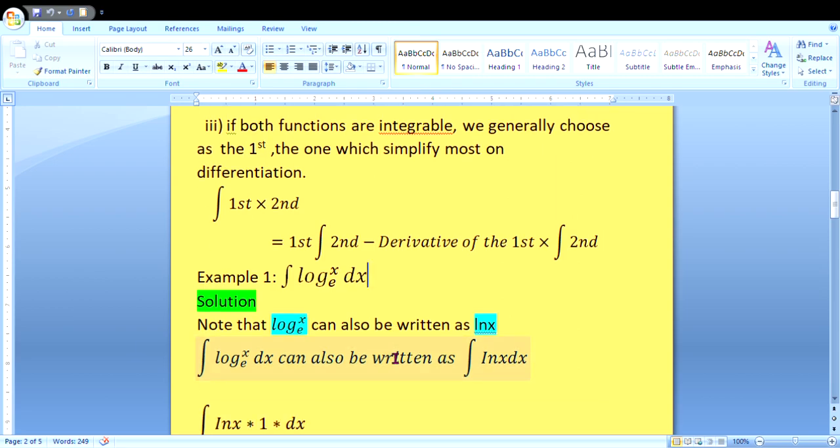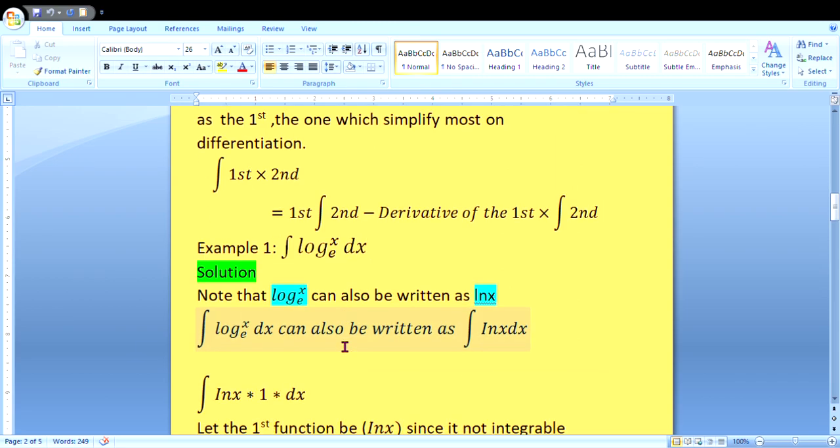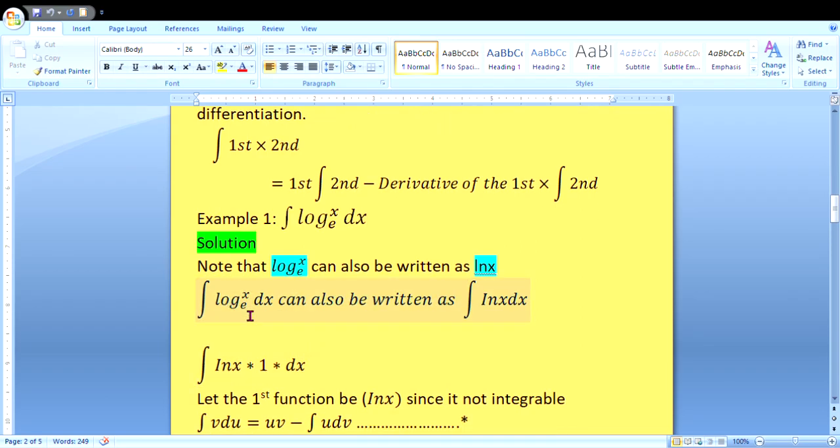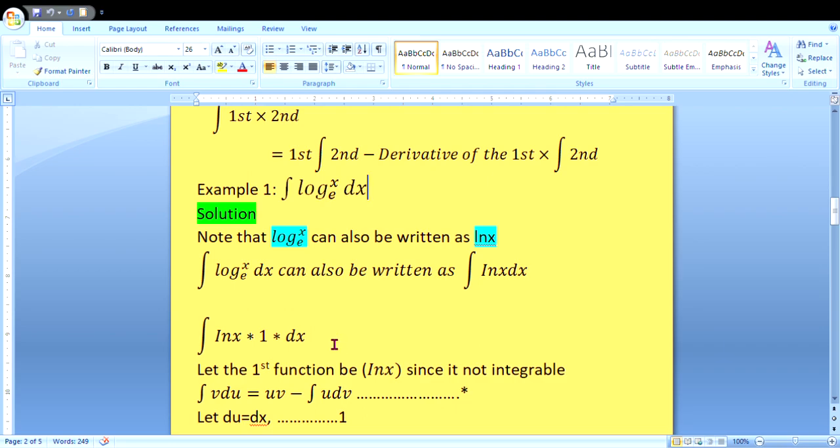Let's do the integral. Here, note that ln x, we can also write log x to base e as ln x. It therefore means that the integral of log x to base e dx can also be written as the integral of ln x dx for short. Then this integral can also be expressed as the integral of ln x times 1 dx.